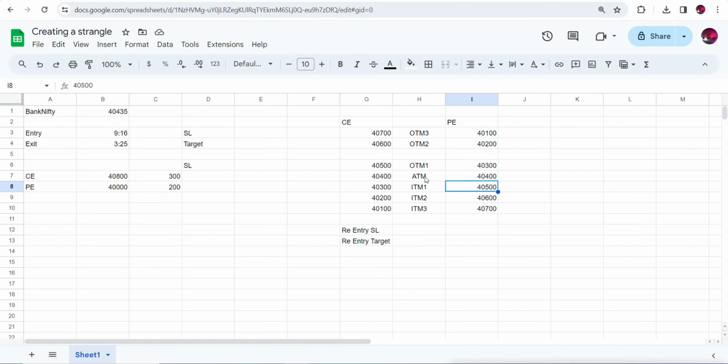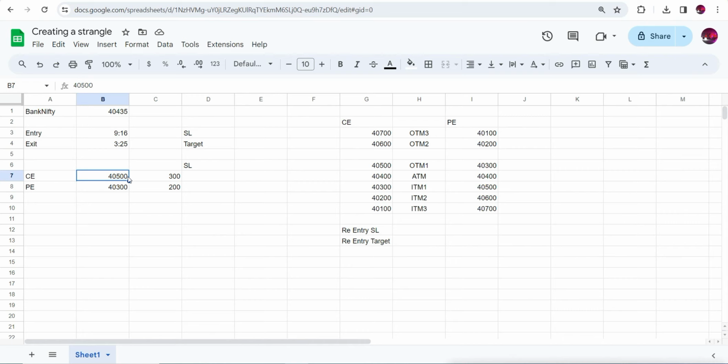But today we are selling a Strangle, so we are selecting OTM1 here. So the strike it will select for call is 4500. As 4400 is the at the money, 4500 is one strike out of the money call. Similarly here also 4300 is one strike out of the money put. So what it does is at 9:16 in the morning it will select one strike out of the money call and one strike out of the money put, that is 4300 and 4500, and it will sell them.